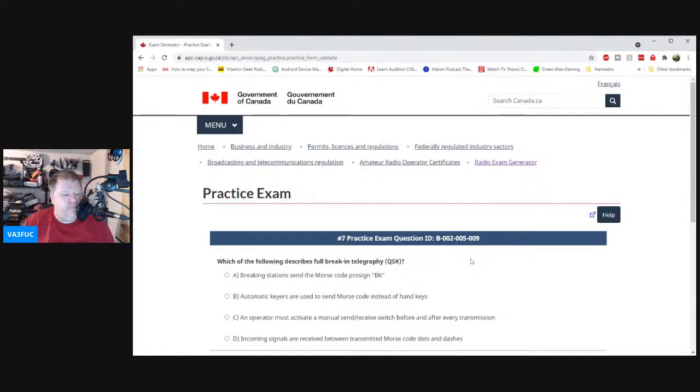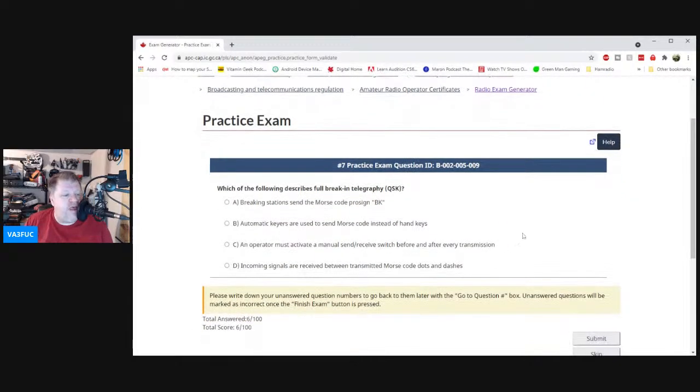So, which of the following describes a full break-in telegraphy, or QSK? A, the station sends the Morse code prosign BK, break. B, automatic keyers are used to send Morse code instead of a hand key. C, the operator must activate manual send and receive switches before and after every transmission. D, incoming signals are received between transmitted Morse code dots and dashes. Okay, full break-in.